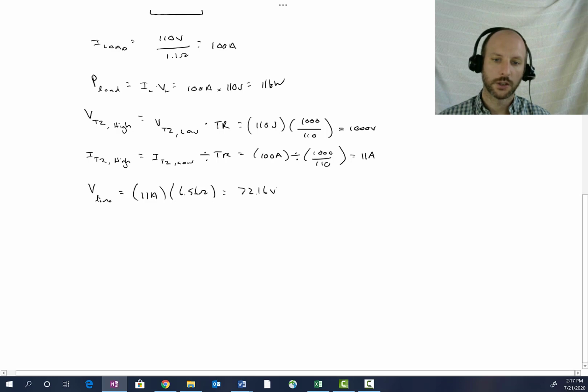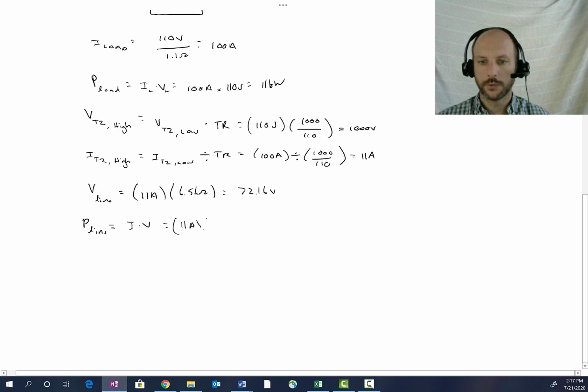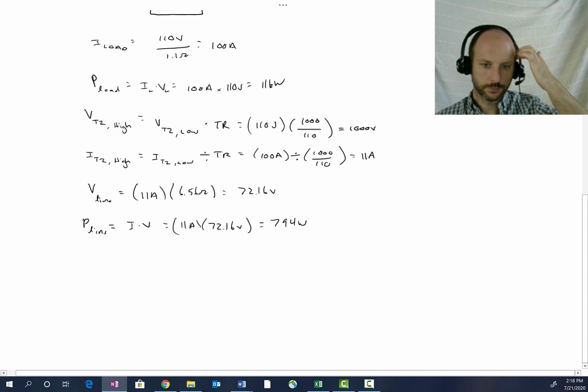We can also calculate the power consumed by heat loss in that resistor, and it's just the voltage times the current, 11 amps times 72.16 volts. It's going to give us 794 watts. We could have got the same answer with 11 squared times 6.56, or 72.16 squared divided by 6.56.